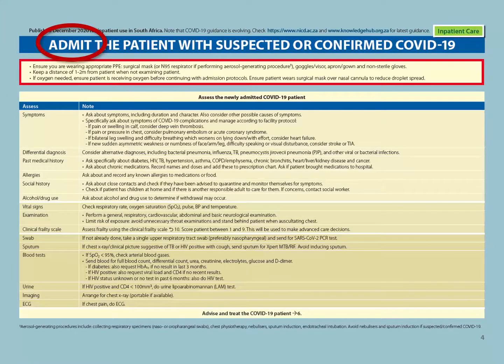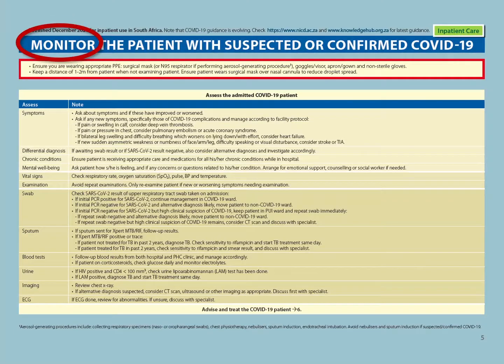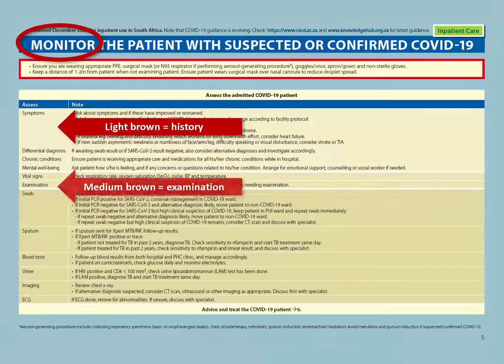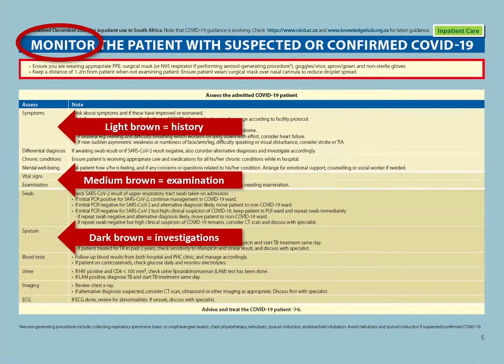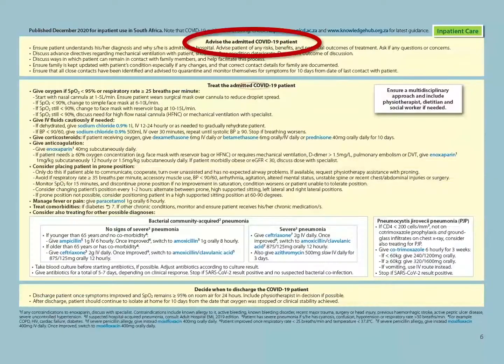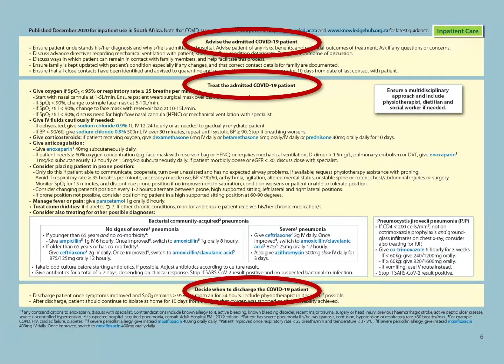Pages 4 to 6 provide guidance on the general management of patients admitted with COVID-19 and follow the assess, advise, treat format. Page 4 should only be used when admitting the patient, while page 5 should be used for ongoing daily monitoring of a COVID-19 patient in the ward. The 3 shades of brown used in the assess table indicate history, examination, and investigations. Page 6 covers what advice and treatment to give and when to consider discharging the patient.